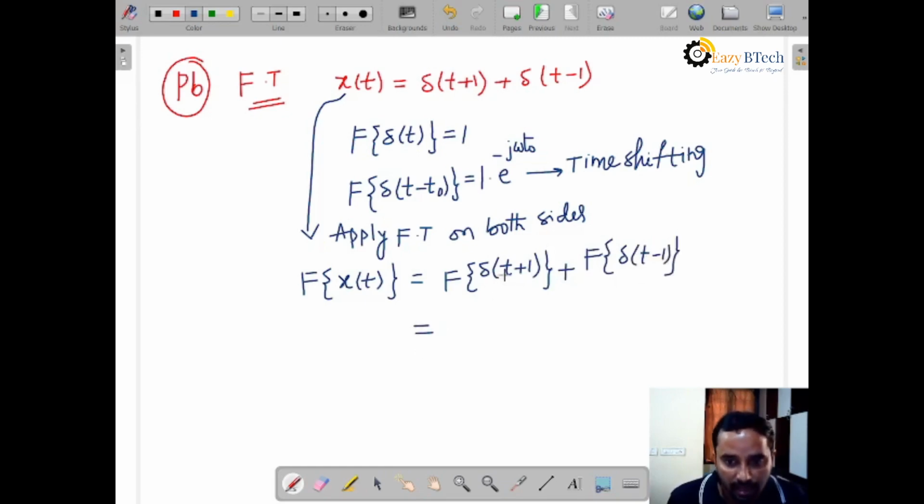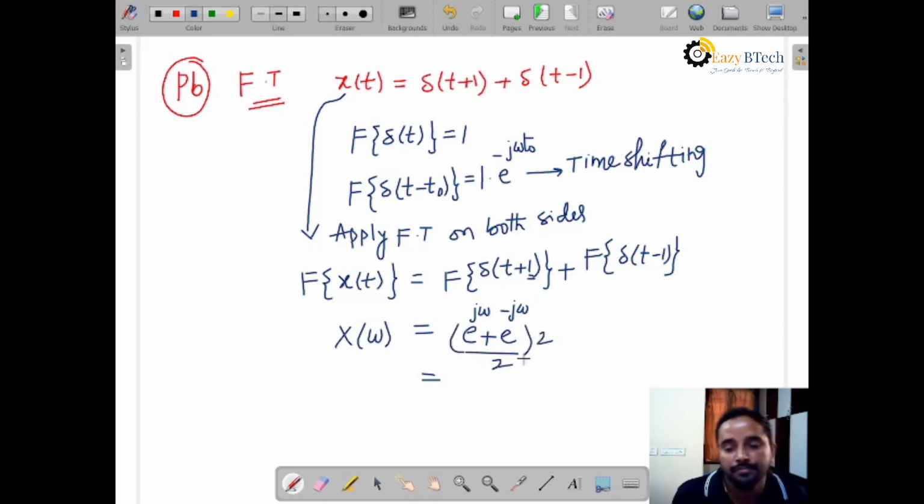What is the Fourier transform of del of t plus 1? E power j omega t naught, and t naught here is 1, so e power j omega. Plus the Fourier transform of del of t minus 1: e power minus j omega t naught, t naught is 1 here. So e power j omega plus e power minus j omega. We can do the simplification mathematically: multiply and divide by 2. The e power j omega plus e power minus j omega by 2 is cos omega. So 2 cos omega. This is the answer: 2 cos omega.